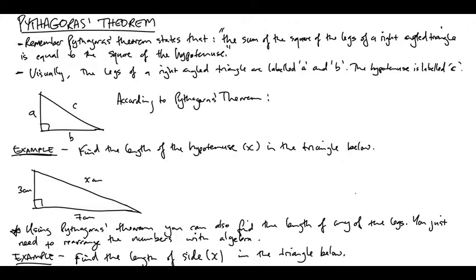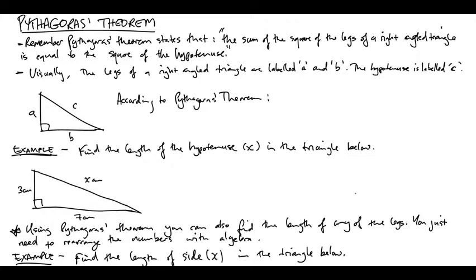So you need to remember that Pythagoras' theorem states that the sum of the squares of the legs of a right-angled triangle, so the sides that aren't the longest, is equal to the square of the hypotenuse. So in a right-angled triangle there's always one longest side and two legs. The square of the two legs added together will equal the square of the hypotenuse.